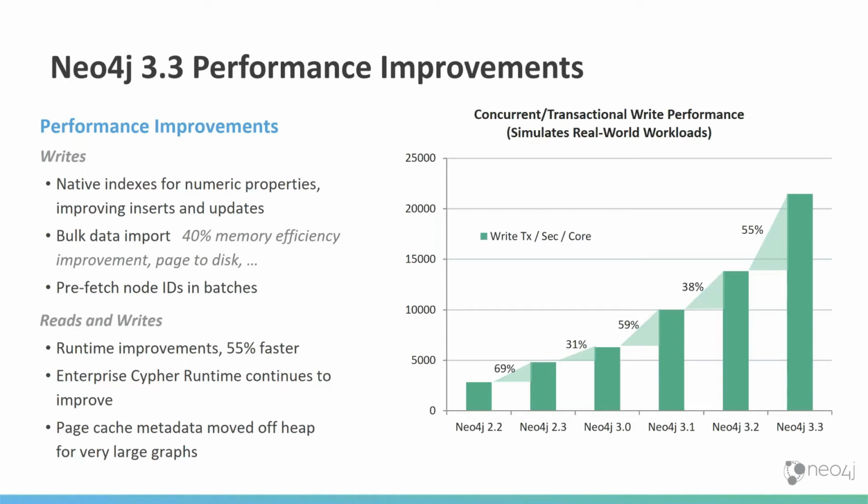And then if we're writing to lots of nodes at once, we've got the ability now to prefetch IDs in handfuls or batches rather than going one at a time, which was a kind of a pesky bottleneck, if you will. On the read and write exercise, runtime itself is about 55% faster than even 3.2, as you can see in the graph to the right.